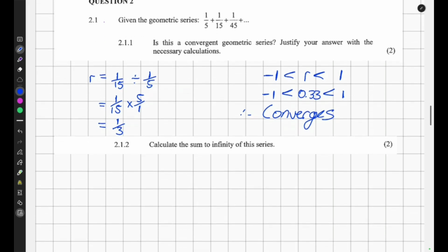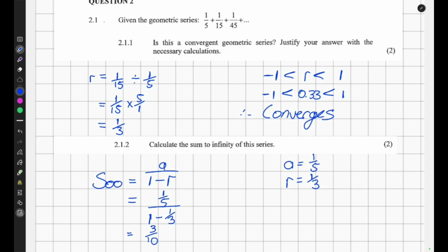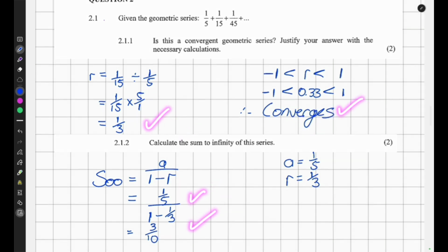Calculate the sum to infinity of the series. Okay, so probably one of the easiest sequence and series sums you're going to get. I am just going to use the formula S infinity is equal to A over 1 minus R. I can see that A is 1 over 5. We just worked out that R is 1 over 3. So I can just sub it in, type it in my calculator, and then just see what the answer is. So a fifth over 1 minus a third. My calculator tells me 3 over 10. There we go. That's probably the easiest 2 marks you're going to get in a grade 12 final.